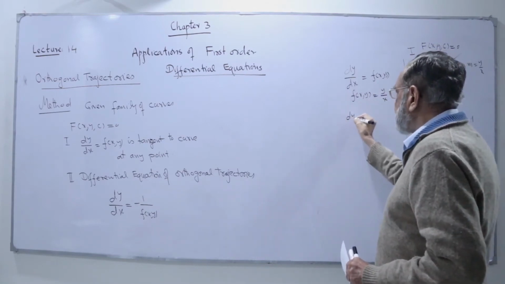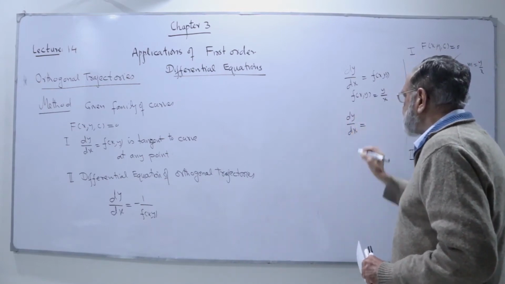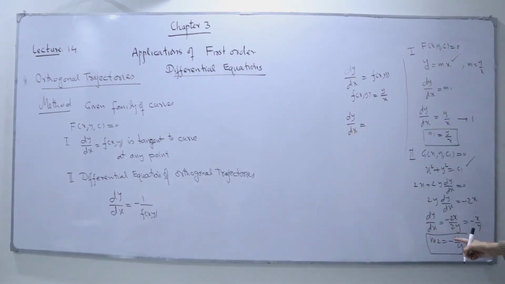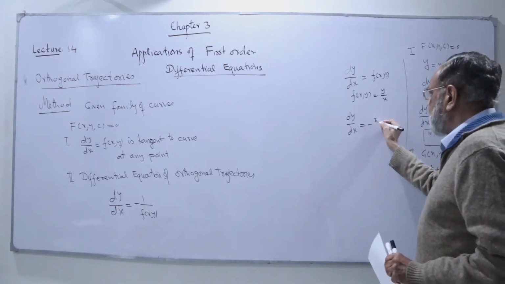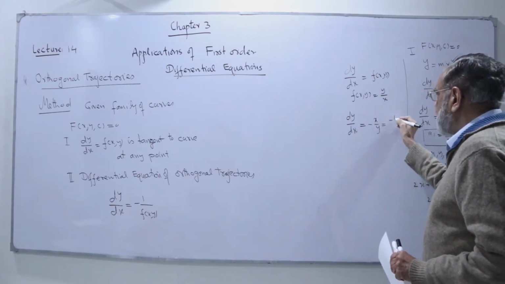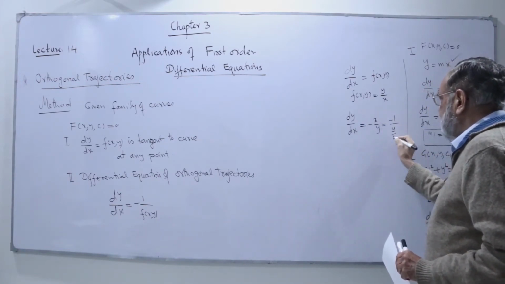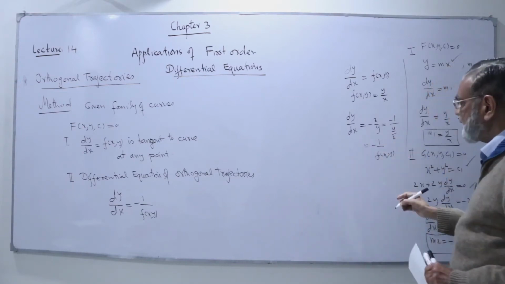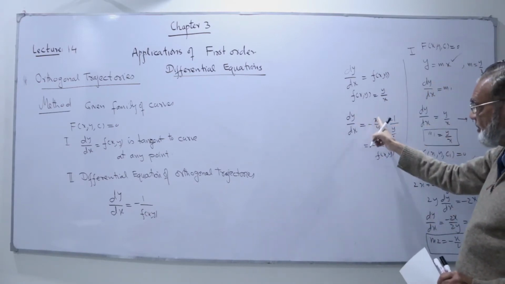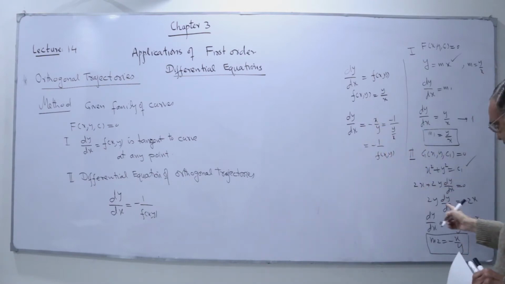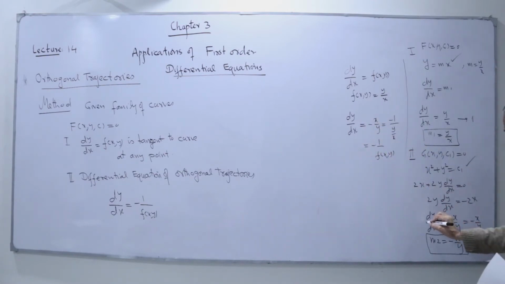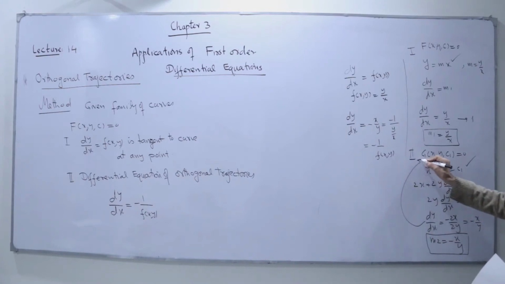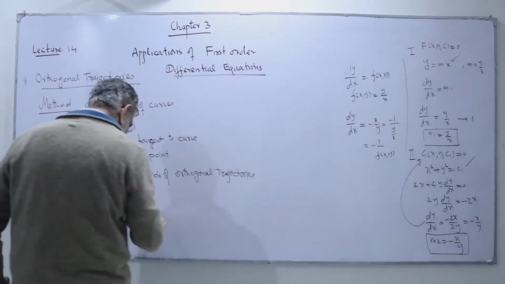Then the differential equation for the orthogonal trajectory, which was the circles, what is that? The differential equation was dy by dx equal to minus x upon y. Minus x upon y, we can write as minus 1 over y upon x. I would say this is minus 1 upon f(x, y). When we solve this equation, we get a curve, and this curve is the orthogonal trajectory. So we get the negative reciprocal of the function.